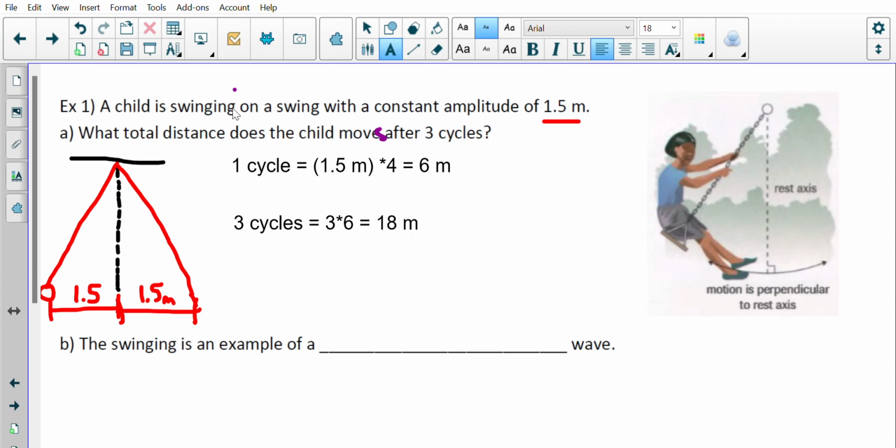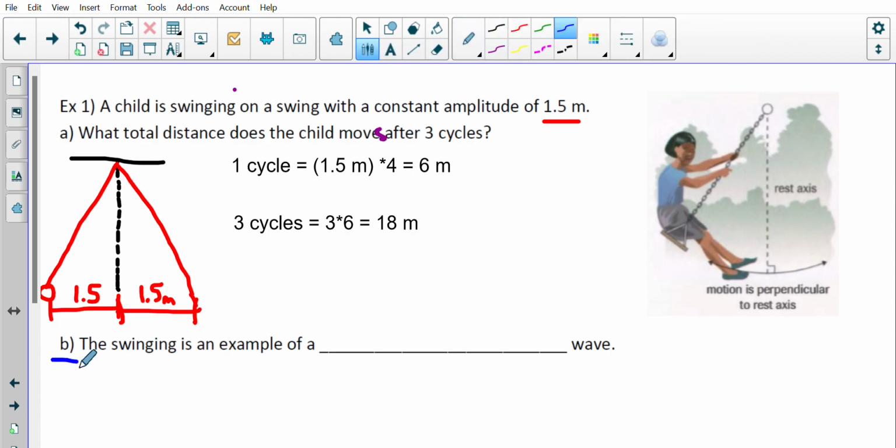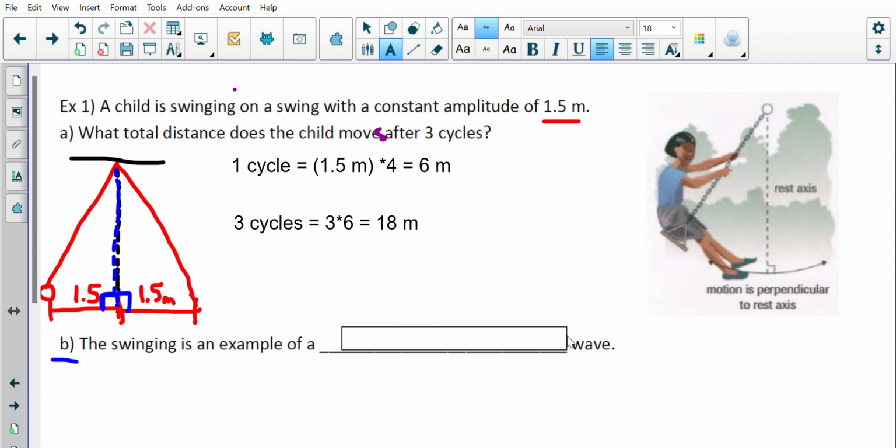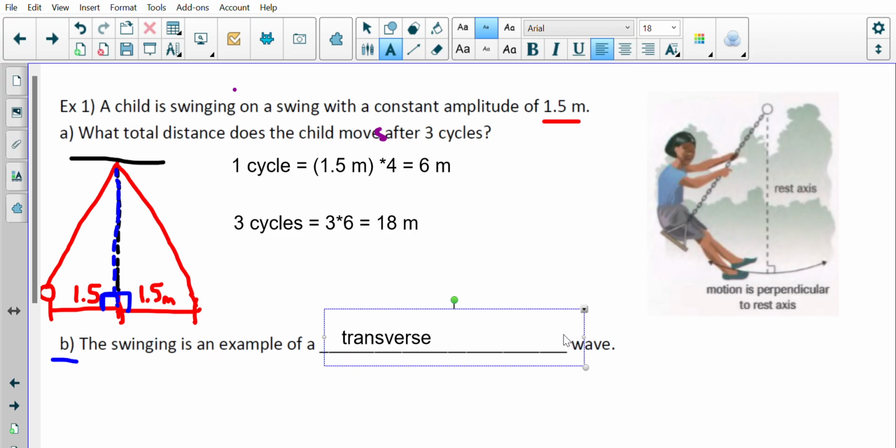And so again, the swinging is an example of what type of wave? Well, again, the rest position is straight down, but in this case, our swing is going left and right. It's perpendicular. It's at a right angle to the rest position. And so this would be considered a transverse wave. Because a longitudinal wave would be like the kid being on a spring, kind of a weird swing spring where they go up and down.